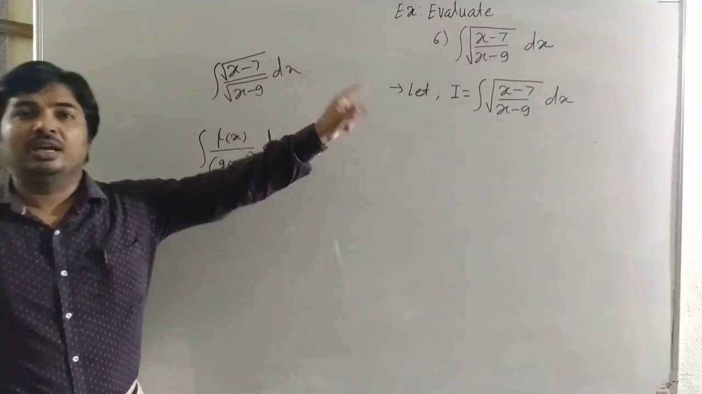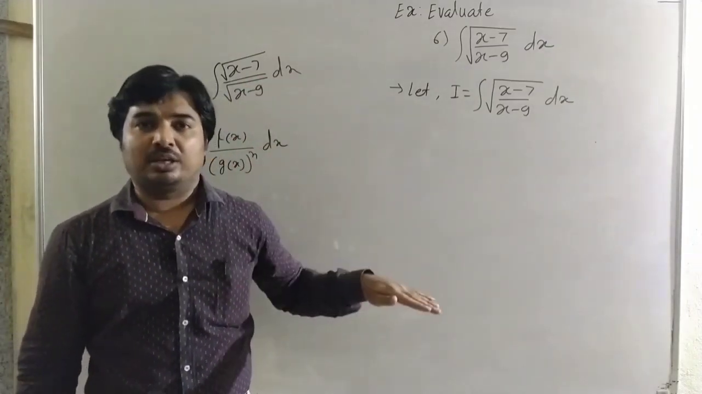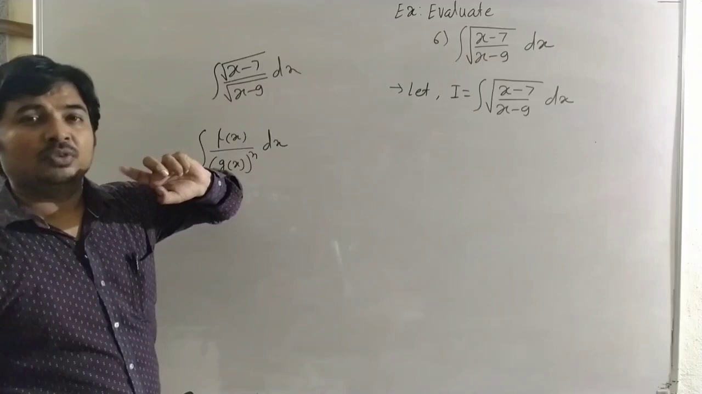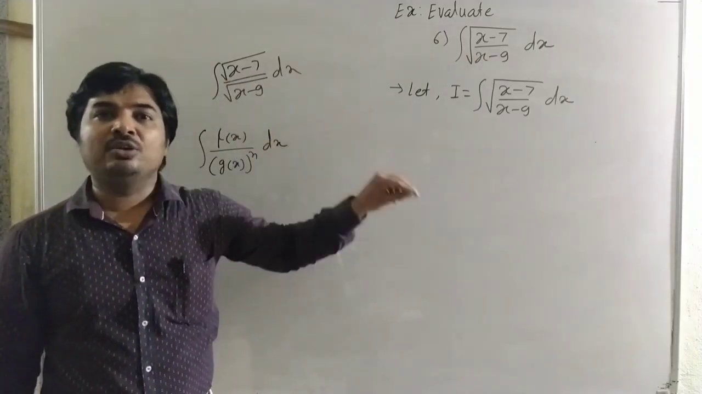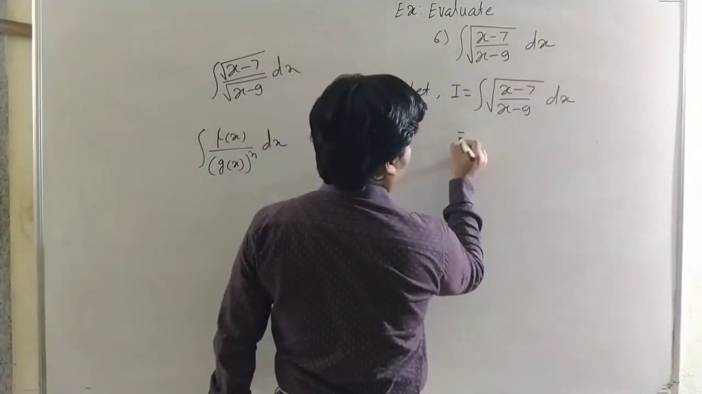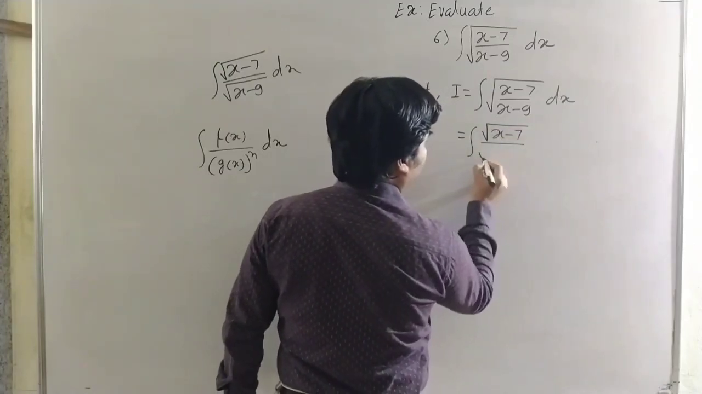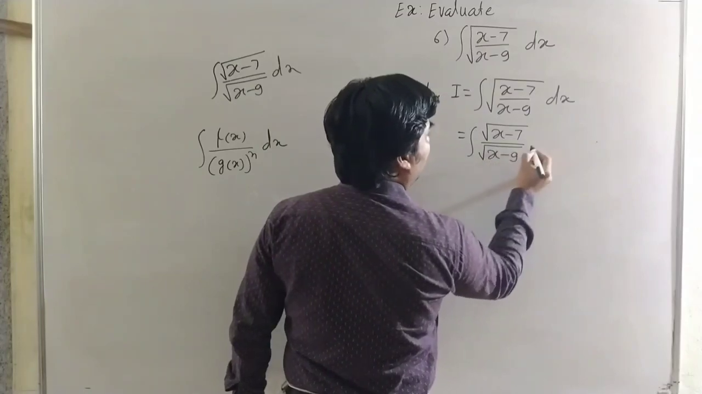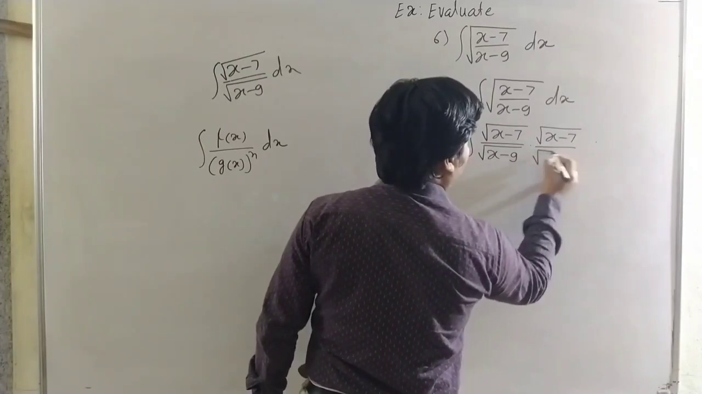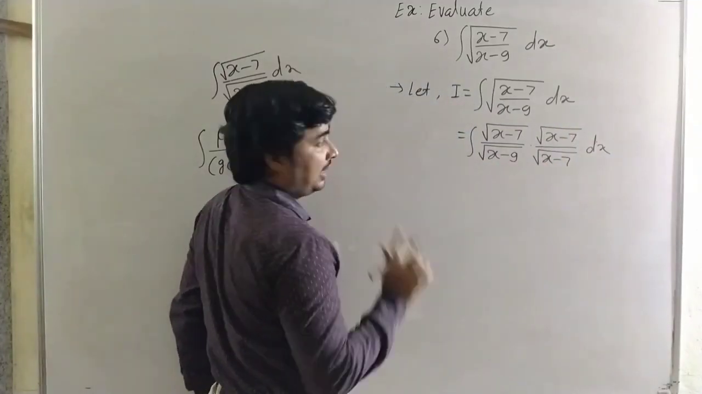See this carefully. We know the type of this integral: it is a linear function upon under root quadratic function. So we can remove the under root in the numerator. So we multiply numerator and denominator by under root x minus 7. The given integral is under root x minus 7 upon under root x minus 9. We multiply numerator and denominator by under root x minus 7, dx.